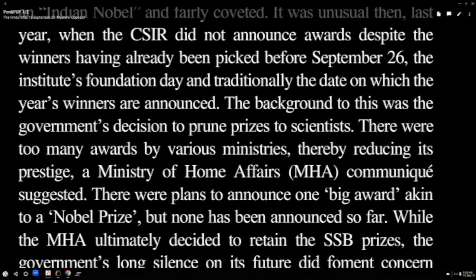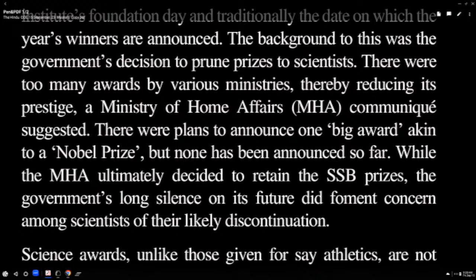Suggested. There were plans to announce one big award. Another reason could be you cut down 10 prizes, bring it down to 5. In place of those 5, you announce a big award. So in a way, you can justify the decision. It talks about the same. There were plans to announce one big award akin to. Again, akin to means what? Similar to Nobel Prize. But none has been announced so far.